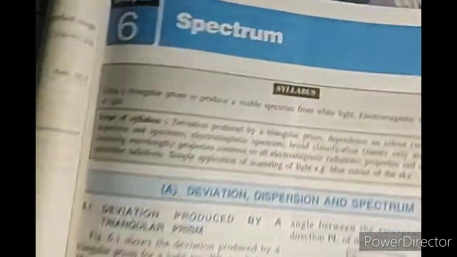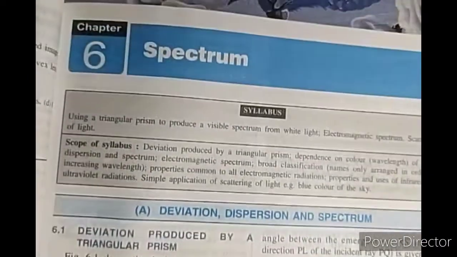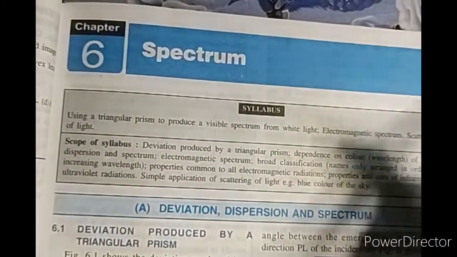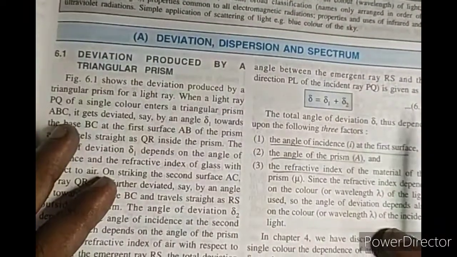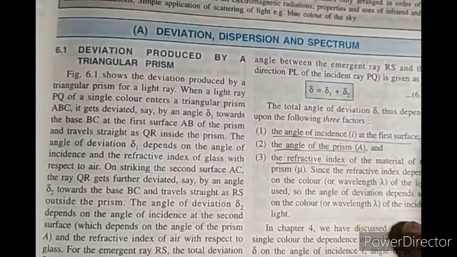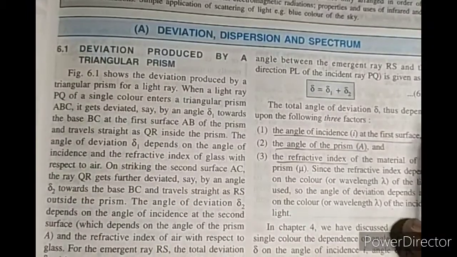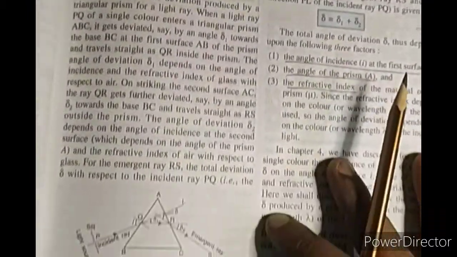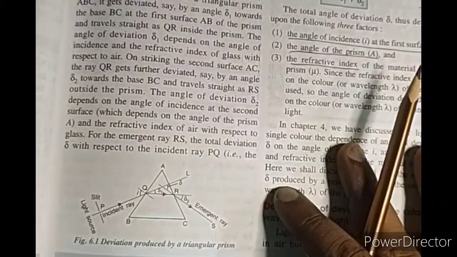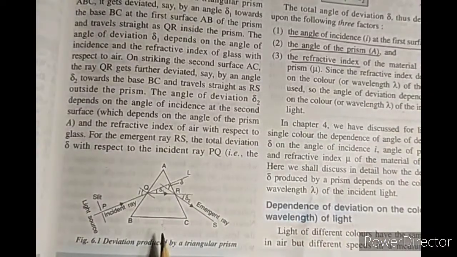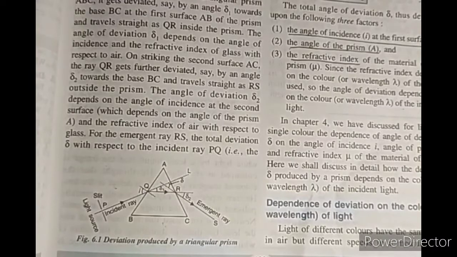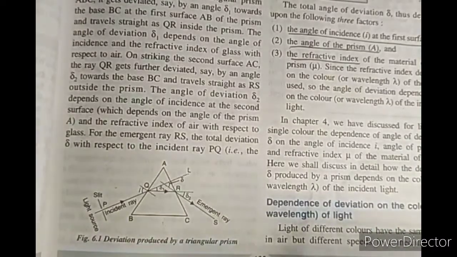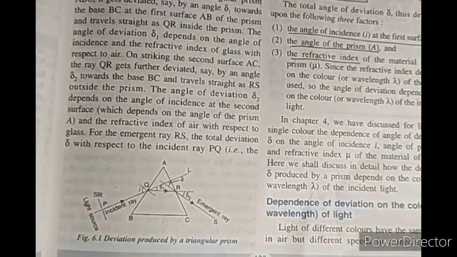So today we shall study our sixth chapter, that is spectrum. Okay. So let us try to understand what is deviation, dispersion, and spectrum. In the earlier class, you all have seen this diagram which I have explained in the refraction chapter. So let us see once again the same thing.